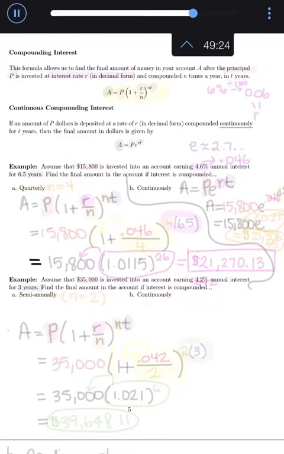Now for these next problems, we have two formulas for compounding interest. One has us compounding interest at regular intervals. That is the first formula. That actually looks more complicated. That is this: A equals P times (1 plus r over n) to the nt.